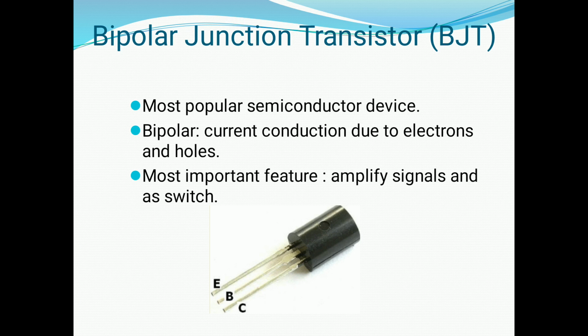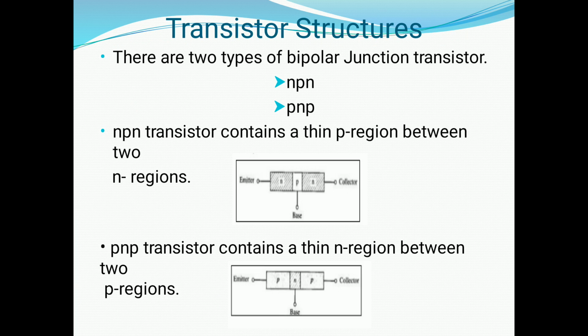Now, let us see the transistor structures. There are two types of bipolar junction transistor. First one is NPN transistor and the another one is PNP transistor. The transistor having two N regions and one P region in between, we will call it as NPN transistor. The transistor having two P regions and one N region in between, we will call it as PNP transistor.